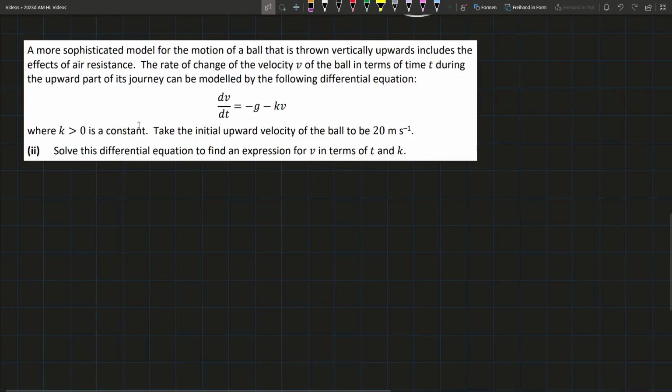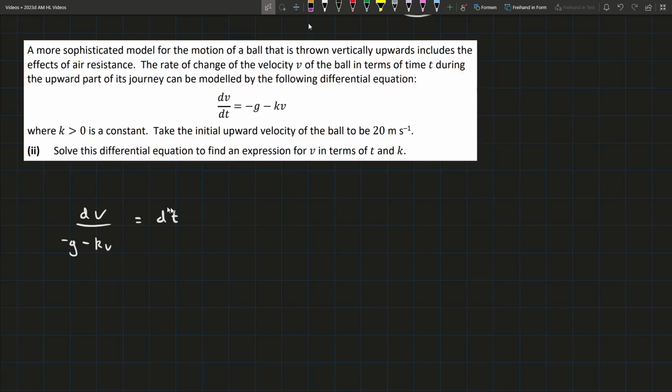In part 2, we're given a more sophisticated model that does take into account the air resistance, which is minus kv, and we have this differential equation. k is a constant. Take the initial upward velocity of the ball to be 20 meters per second. Solve the differential equation. Okay, so we can divide by minus g minus kv to get it to the left side and bring the dt up. It's probably the easiest way to do it. And we'll have dv divided by minus g minus kv equals just dt.